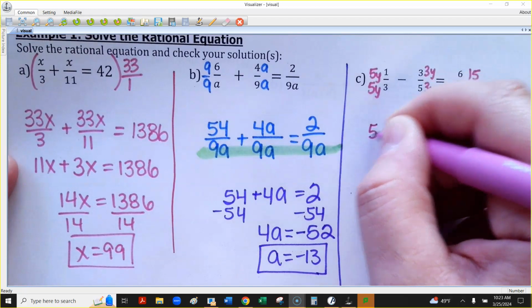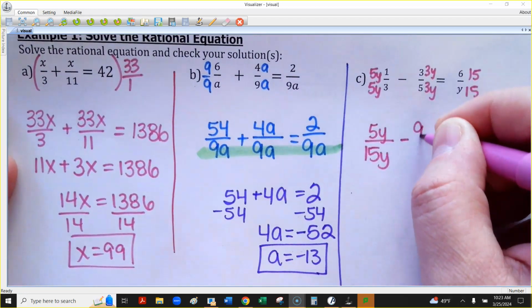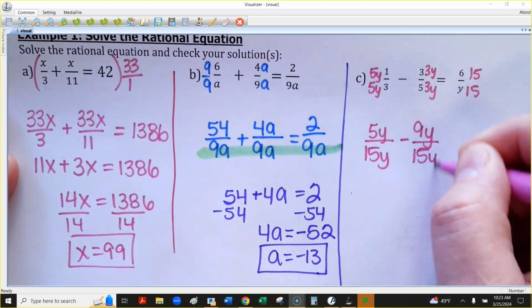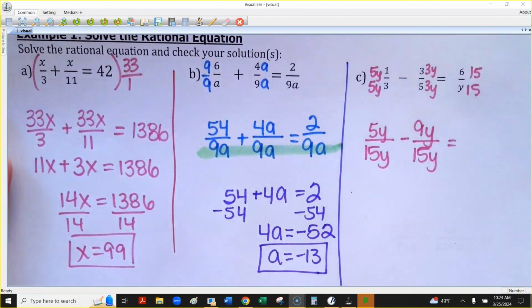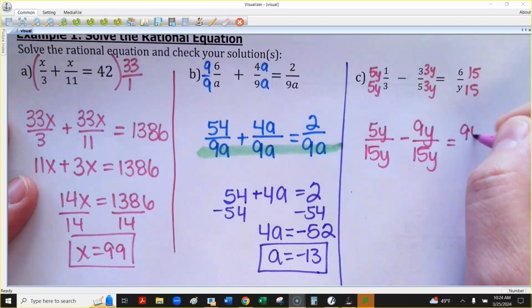So if you want to skip this step and just look at the numerator, you can. This would be 5y over 15y for the first fraction. This would be 9y. I'm just doing 3 times 3y. You can always multiply 15y. And then, oh my gosh, my brain stopped functioning. What is that? 90 over 15y.